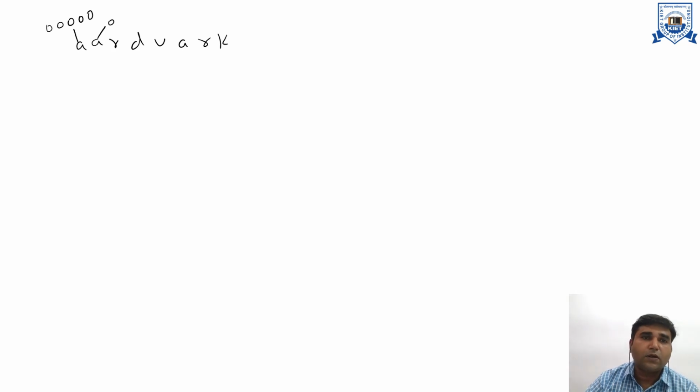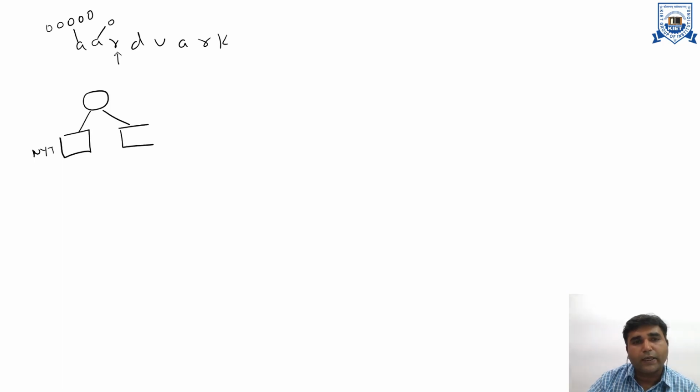Now we have a string AAR AAR DB AAR DB ARK. This symbol has the code 5 times 0, and this A having the code 0. Now we have to work on this R. At this particular moment we have the tree like this. This is NYT node, and this is node A having the weight 2, and NYT node having 0, and the root node having the weight 2.